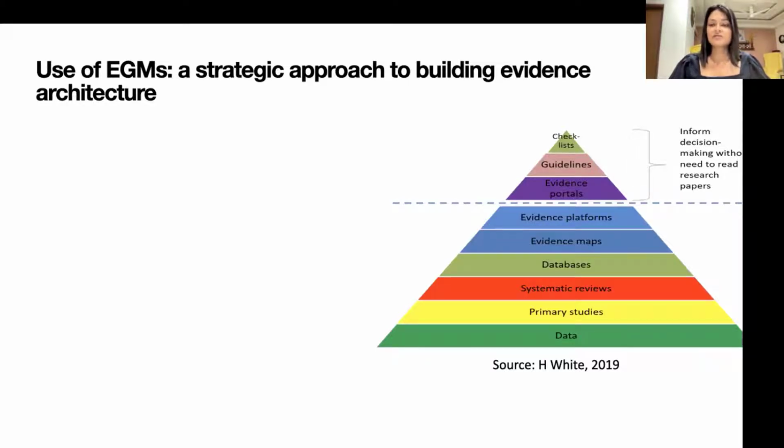Evidence and gap maps are actually the link between the top of the pyramid and the base of the pyramid, because they help us identify available and relevant evidence on a particular sector and subsector. They also help us identify existing areas of evidence concentration and highlight the areas of key evidence gaps.